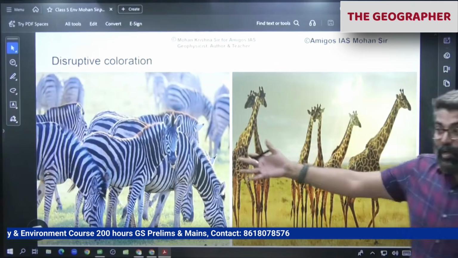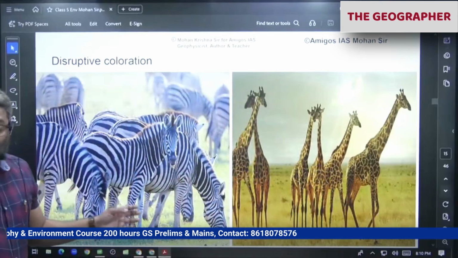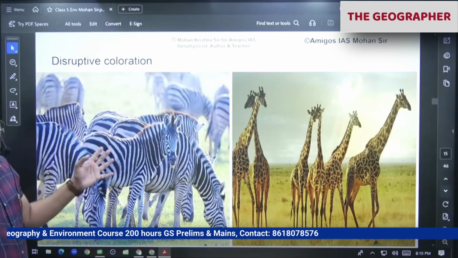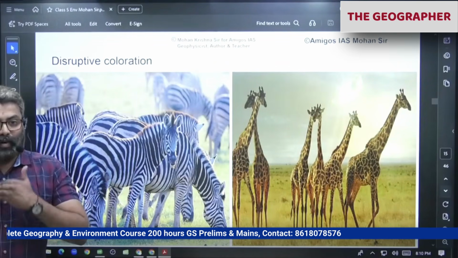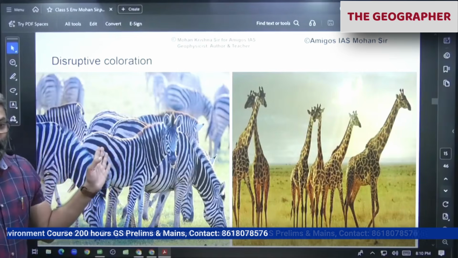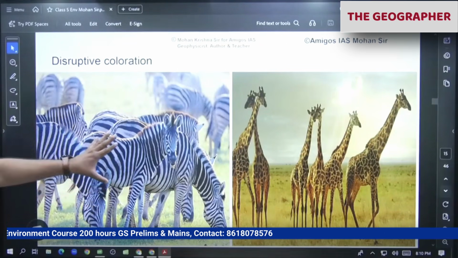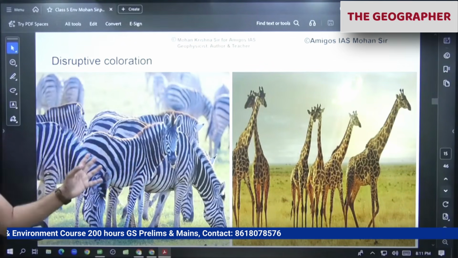Most prey tend to live in herds, large groups, to confuse the predators. Let's say, see the coat of the zebra. This is called disruptive coloration, where they have patches of white and black stripes. In large numbers, if you look from very far, they all look the same. You'll not know which animal is where. It's very difficult for the predators to attack.